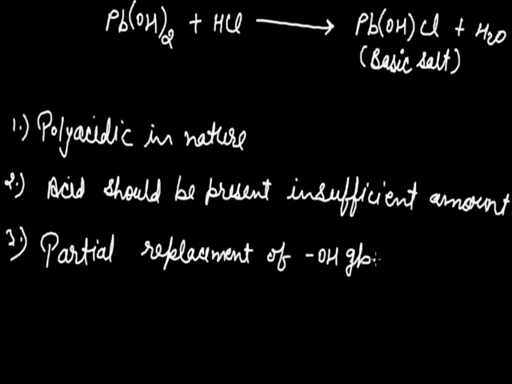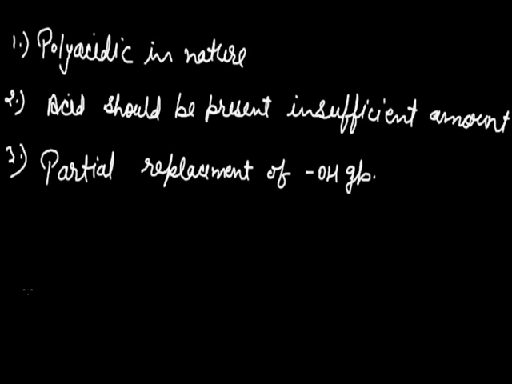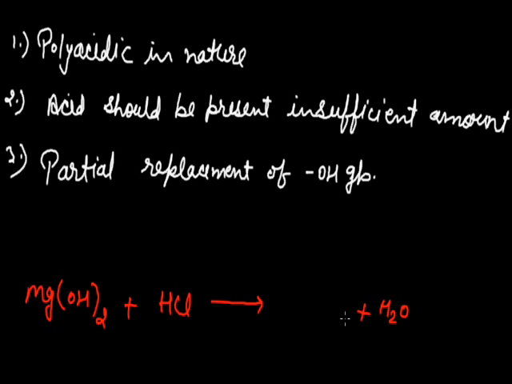Another example of basic salts is Mg(OH)2 plus HCl. Magnesium hydroxide has two hydroxyl ions, and due to partial replacement of hydroxyl ion, only one hydroxyl ion will react with one H plus of HCl, which will form H2O molecule, and one hydroxyl ion will not be replaced. So the formation of Mg(OH)Cl takes place, and the name of Mg(OH)Cl is magnesium hydroxychloride, which is basic in nature.